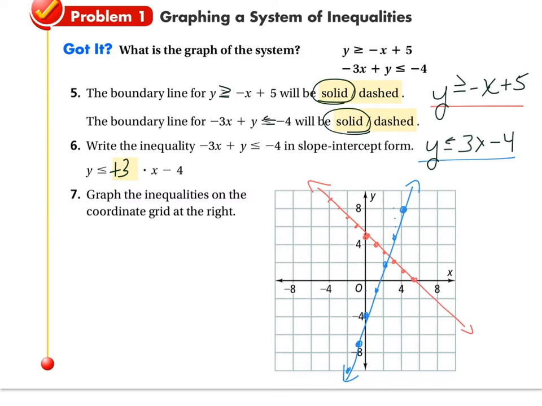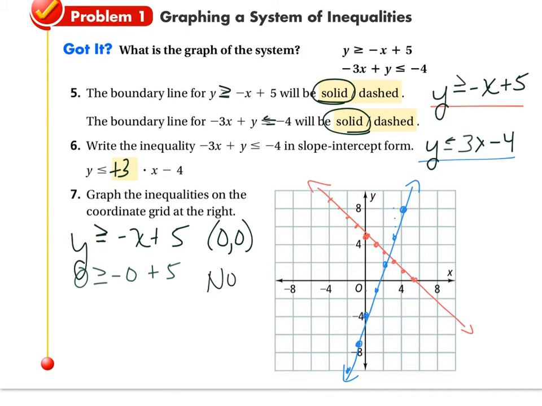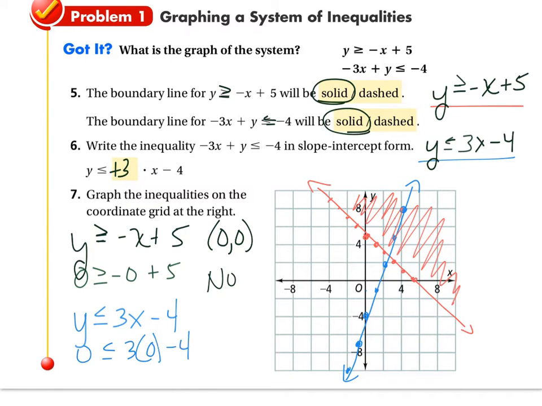Now looking at this, we need to determine which side of each line is shaded. So on y is greater than or equal to -x plus 5, I'm going to put in the point 0, 0 and see if that makes a true statement. So would that be a true statement? No. So the other side, the side not including 0, 0, is shaded. Let's do it for the second equation. Put in 0, 0. Is that a true statement? Again, 0 is not less than -4. So again, I will shade the side opposite the point 0, 0.